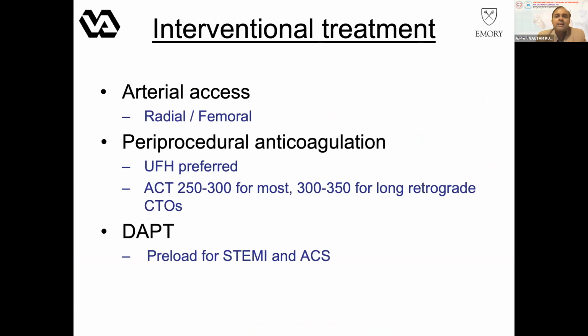There are dedicated sheathless guides that are 7.5 French that you can use from the radial. And if you don't want to use the sheathless guides, in adequately large radial arteries you can go with a sheathless 7 or 8 French guide catheter, which may also do the job for you. So there are multiple options with radial. Ulnar artery remains an attractive option, especially in those where the radial artery may be diminutive.